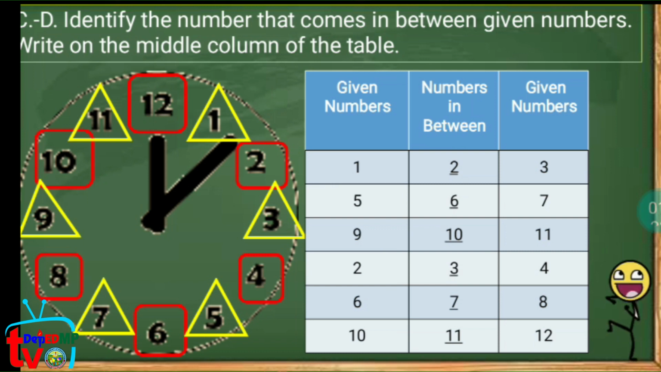Here are the correct answers. 2 comes in between 1 and 3. 6 comes in between 5 and 7. 10 comes in between 9 and 11. 3 comes in between 2 and 4. 7 comes in between 6 and 8. 11 comes in between 10 and 12.